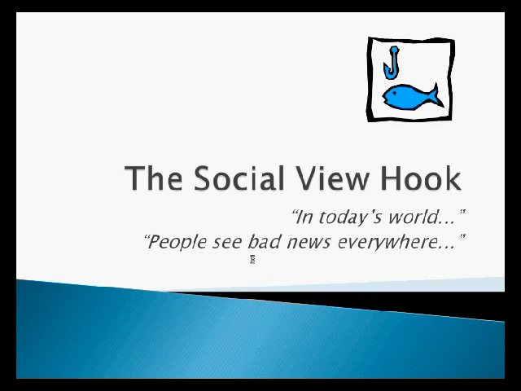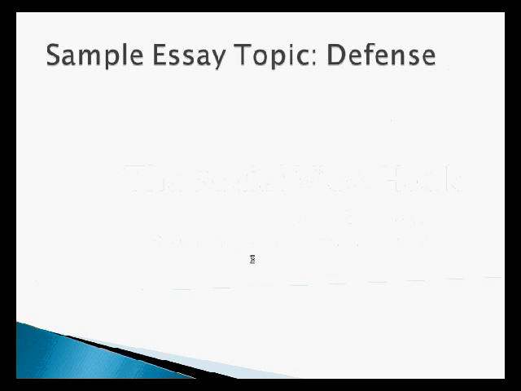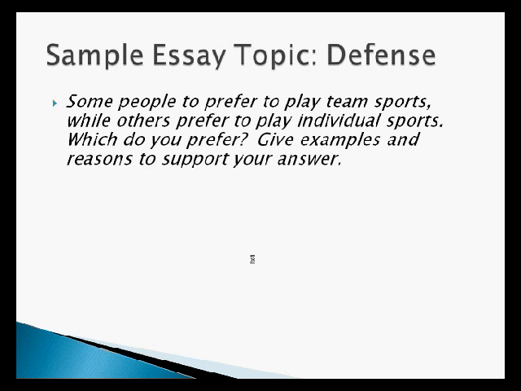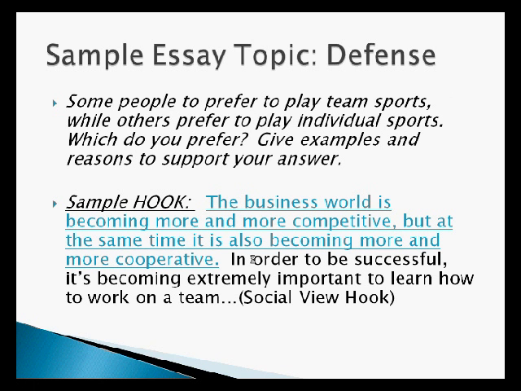A final hook style is one we refer to as the social view. In other words, we're making a general appeal to ideas in society or in life. They often begin in big ways. For example, in today's world, or people see bad news everywhere. These start off in general ways because then you're going to get more specific and explain more about this particular general idea.